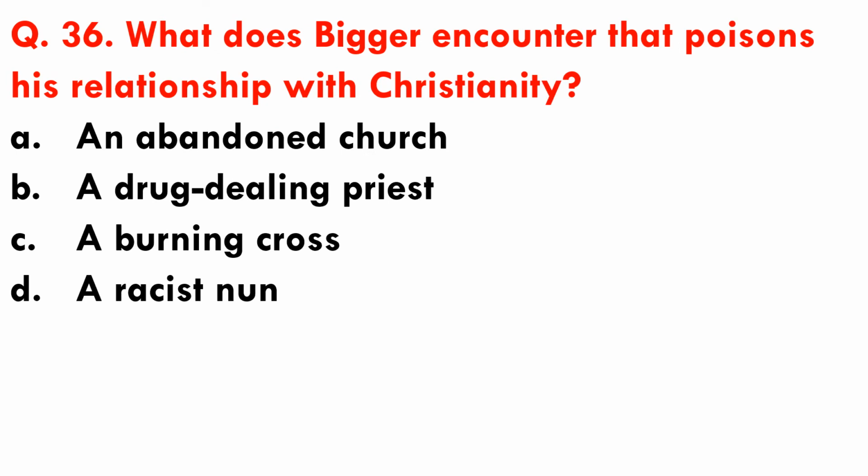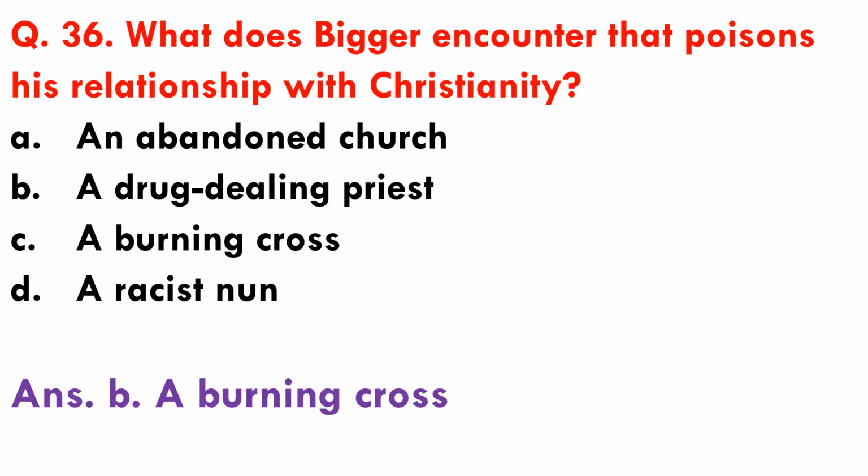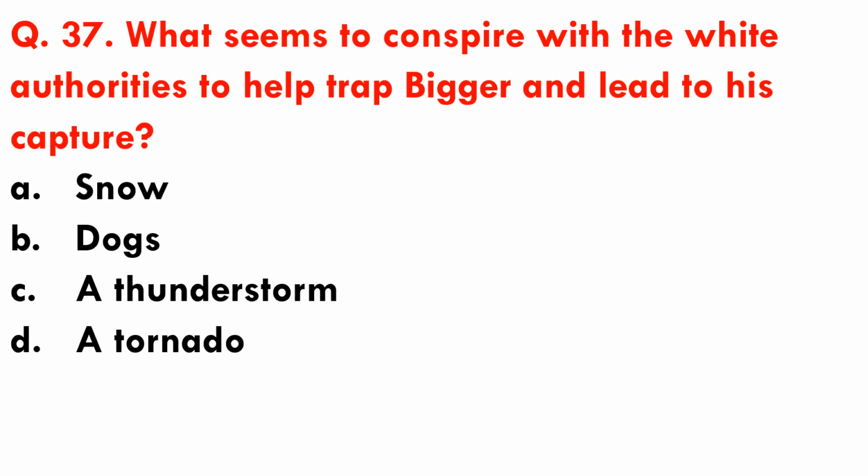Question number 36. What does Bigger encounter that poisons his relationship with Christianity? Options are A. An abandoned church, B. A drug dealing priest, C. A burning cross, and D. A racist nun. So Bigger encounters a burning cross and that poisons his relationship with Christianity. Option B is the correct answer.